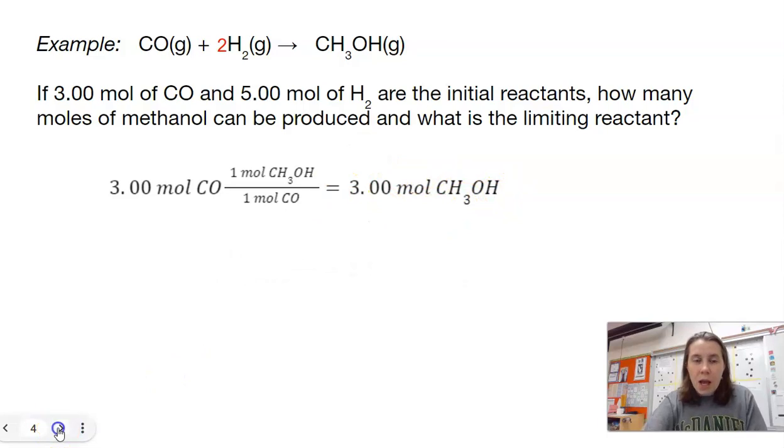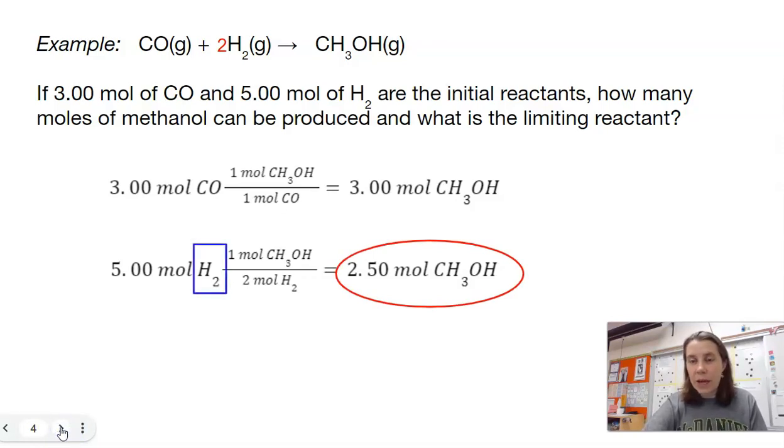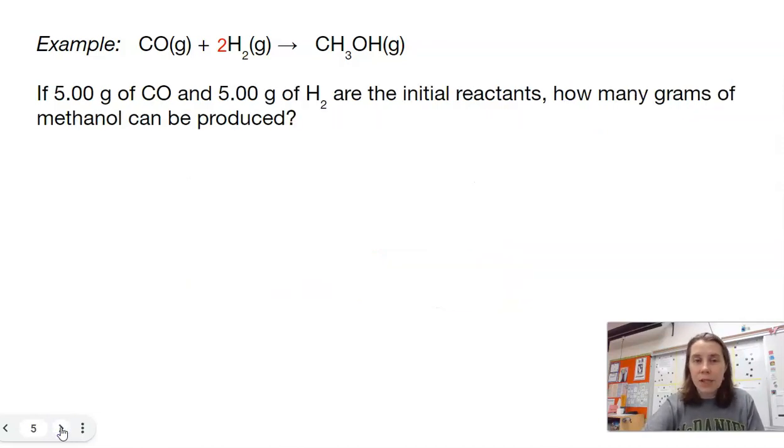If we have 5 moles of hydrogen, we need 2 moles of hydrogen to make 1 mole of methanol. So the amount of methanol we can make from the hydrogen we're given is 2.5 moles. We can't make 3 moles if we only have enough hydrogen gas to make 2.5. So that is going to be our theoretical yield. That's how much we can produce. Our limiting reactant will be H2, because that is the thing that's going to limit how much product we can make.